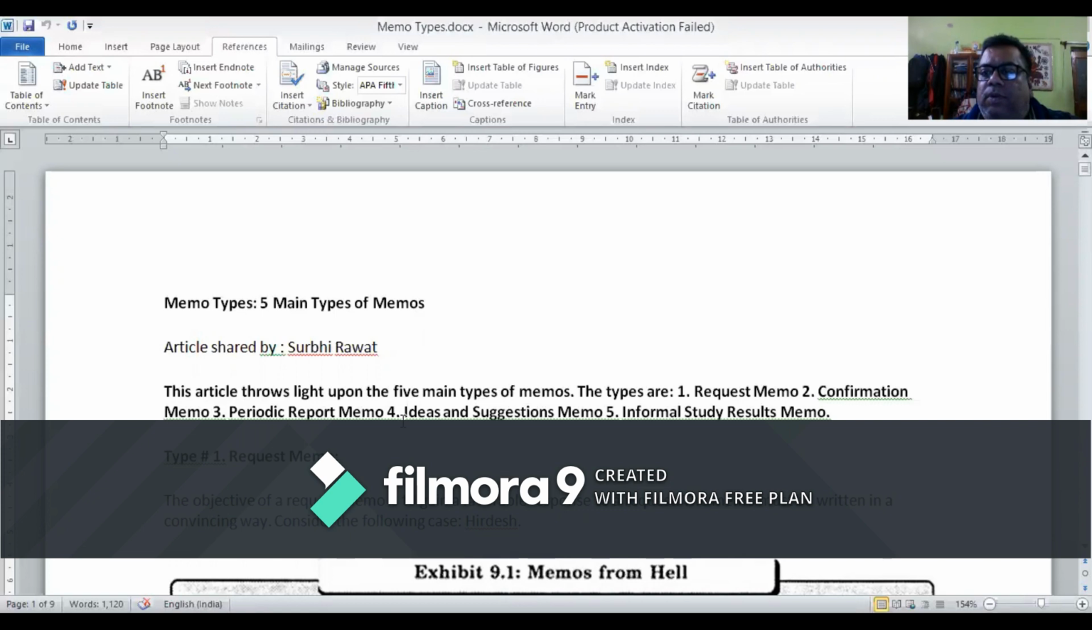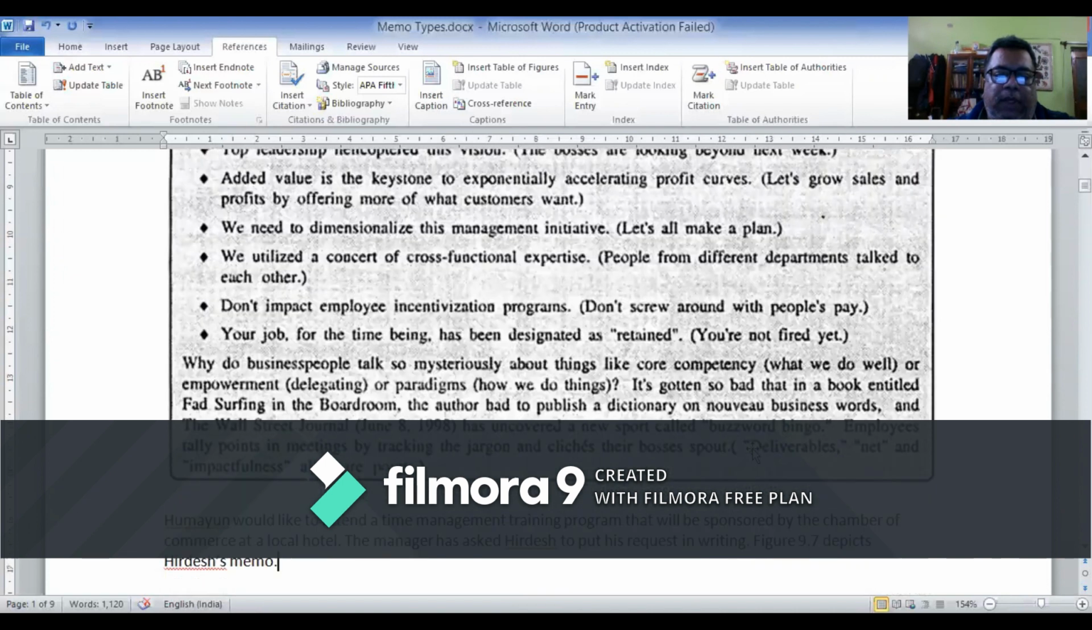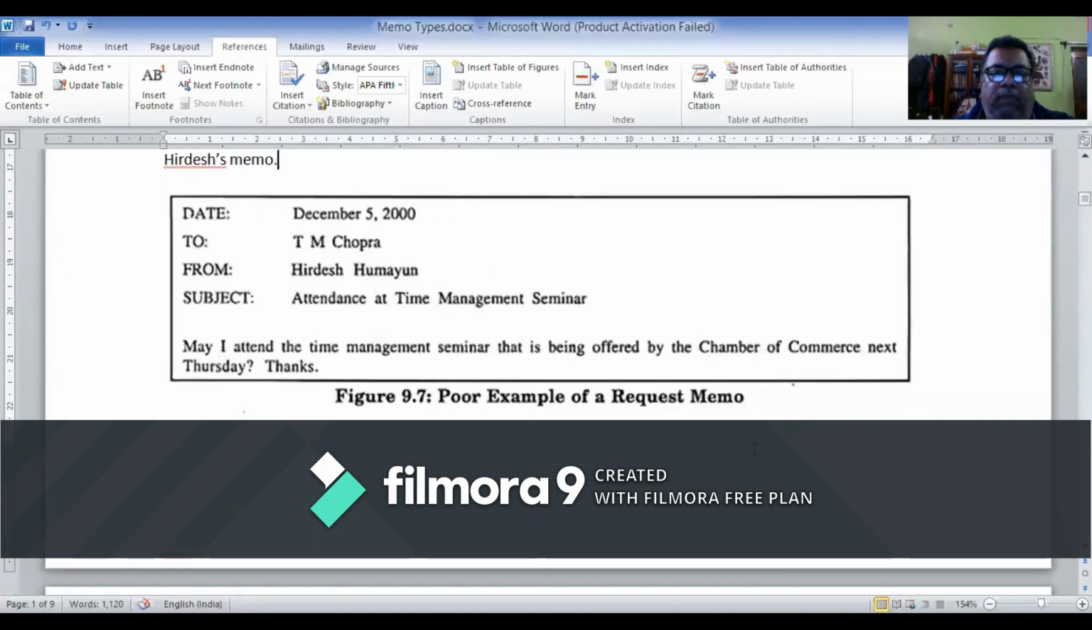Like the first one is what we call the request memo. The objective of a request memo is to gain a favorable response to any kind of request. The memo must obviously be written in a convincing way, and we shall see an example of both a poorly written request memo, and then we shall see an example of a well-written request memo. So let's start with a poorly written request memo here.